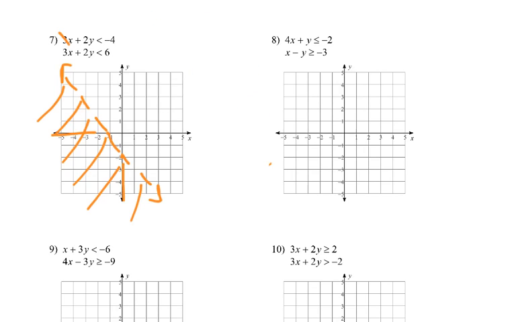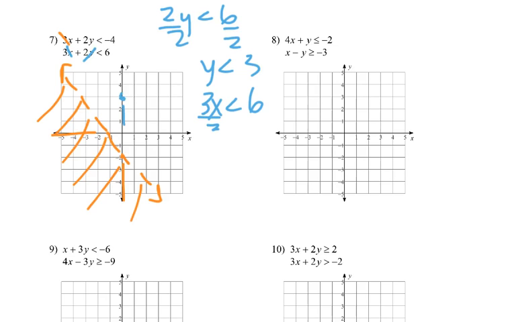So it's a little bit longer to graph it, right? But still the same idea. So if I had no x, 2y is less than 6, divide by 2, y is less than 3, so +3, but y is less than, so shading below. Then if I got rid of the y and had 3x is less than 6, divide by 3, x is less than 2. 2 right here, less than.